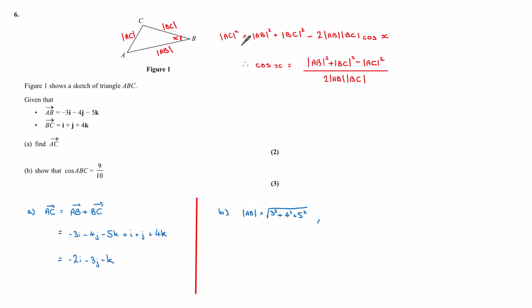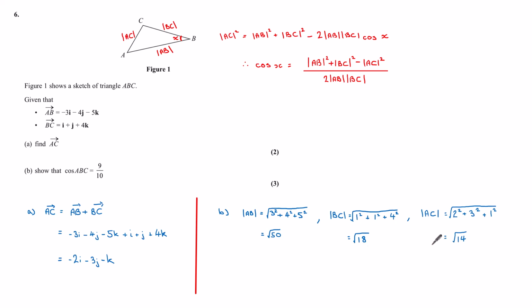So my modulus of AB is the square root of 3 squared plus 4 squared plus 5 squared. The modulus of BC is the square root of 1 squared plus 1 squared plus 4 squared. And the modulus of AC, from my answer to part A, is the square root of 2 squared plus 3 squared plus 1 squared. These corresponding values then are root 50, root 18 and root 14.